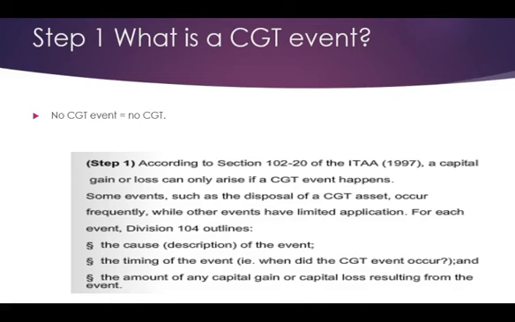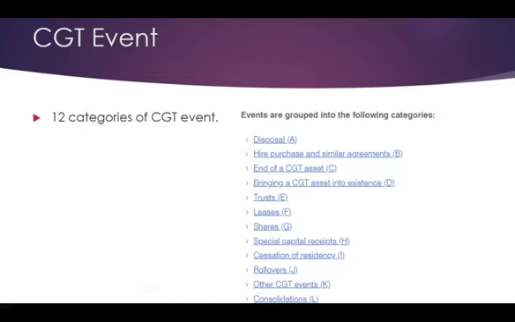So we'll remember that we have a 5-step process if we're going to have a capital gain. Our first step, step 1: what is a CGT event? According to section 102-20, a capital gain or loss can only arise if a CGT event happens. So section 102-20 tells us that if we do not have a CGT event, then there will not be any CGT to pay.